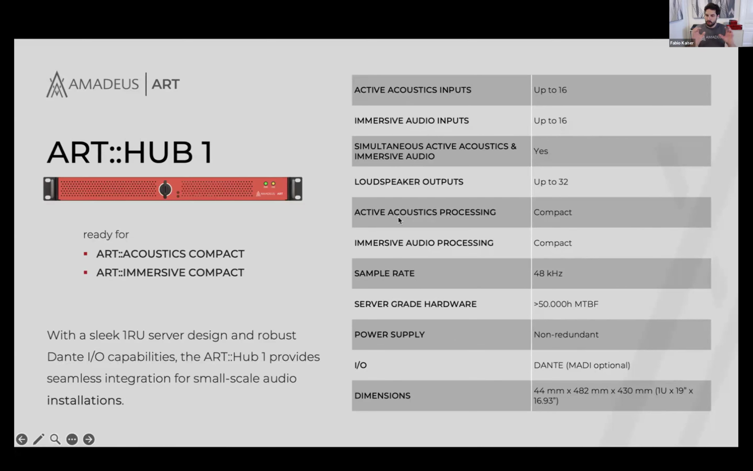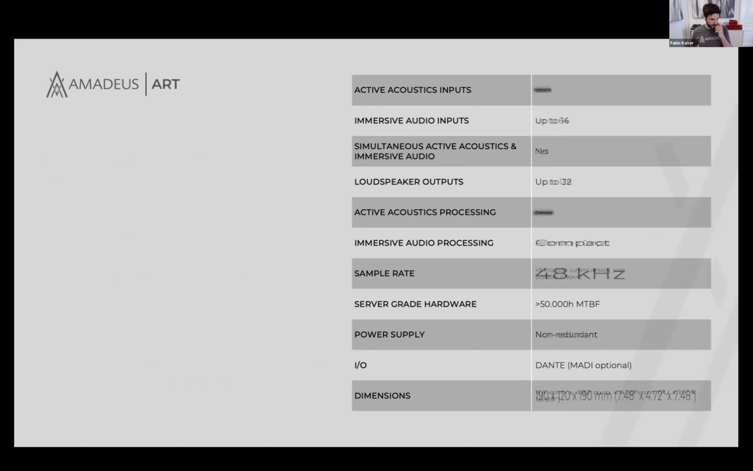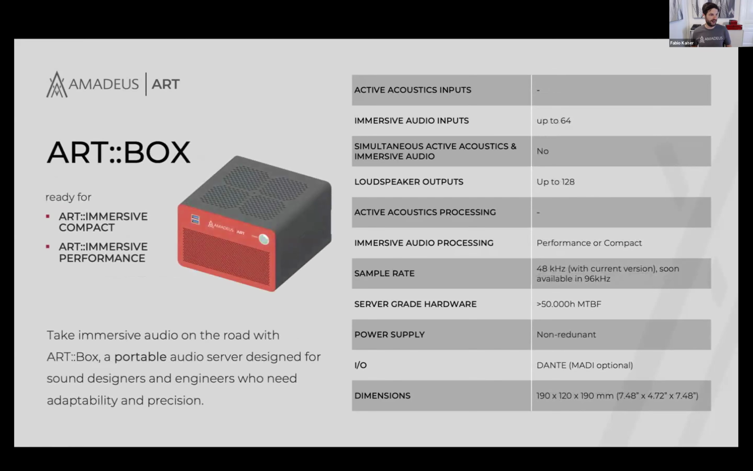Good. So those are the 2 rack mount units we use for installations, for the compact installations, the smaller ones, or the performance installations, the more advanced ones. And then we have one more hardware piece, which is the Art Box. Basically, this is the immersive tool to go. You can put it in your bag, jump on the plane, jump on the train, whatever you use, and do your immersive show. That is the idea.